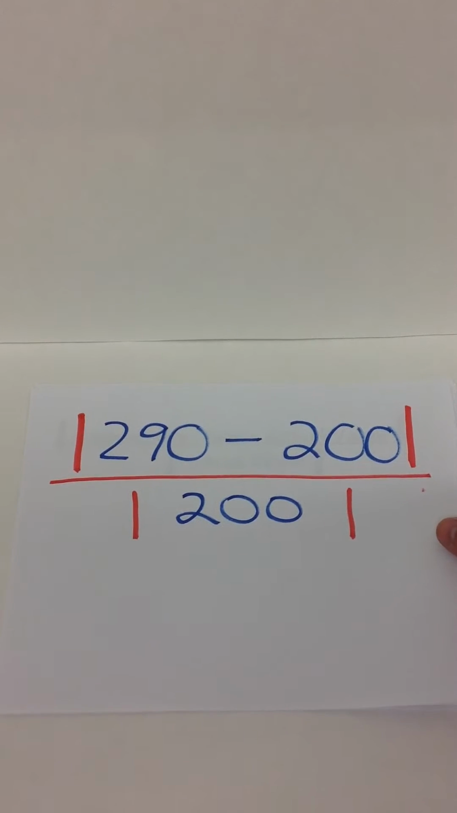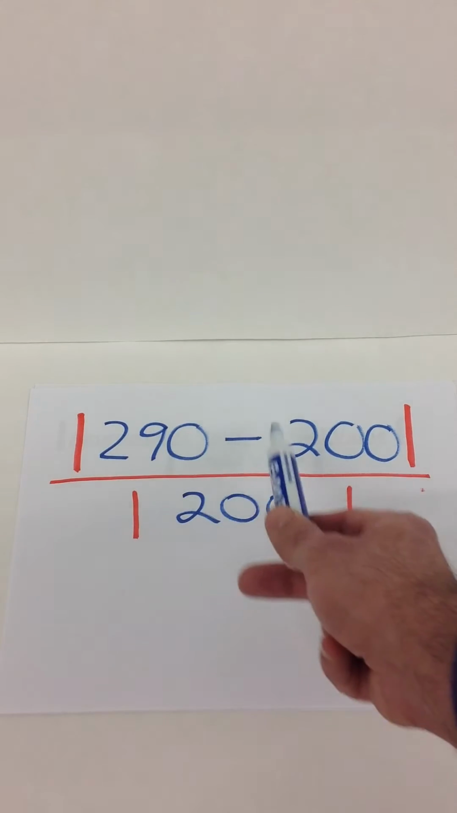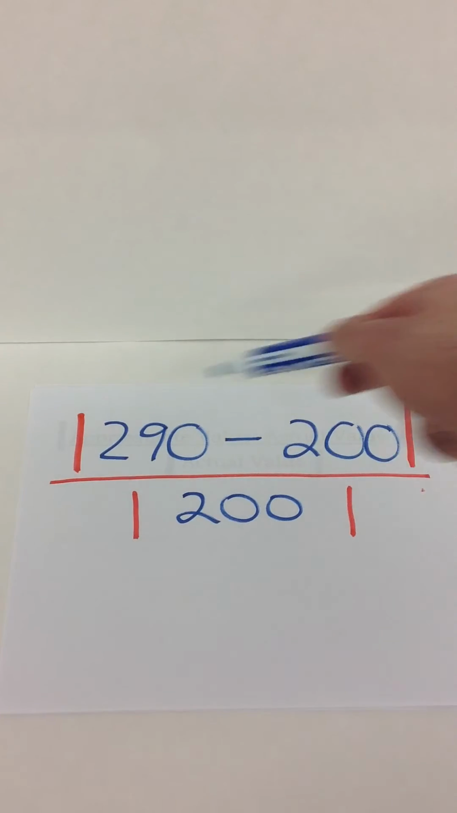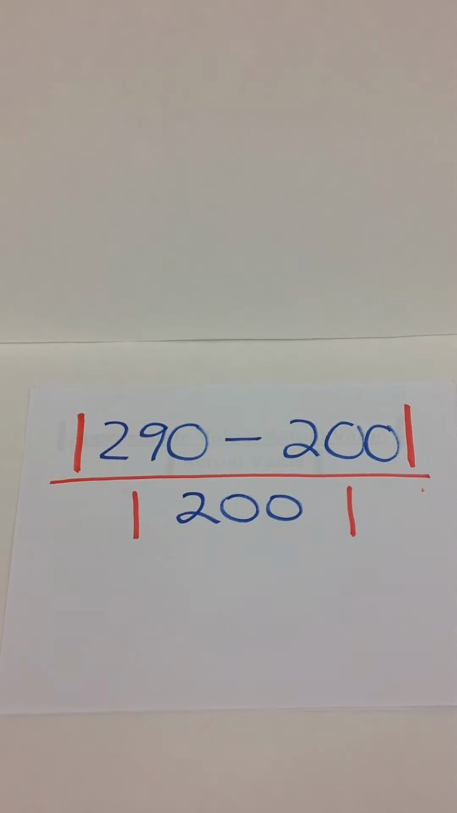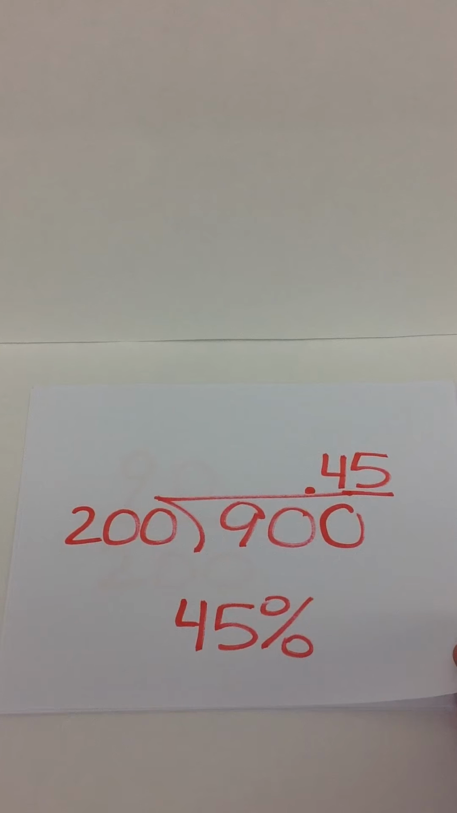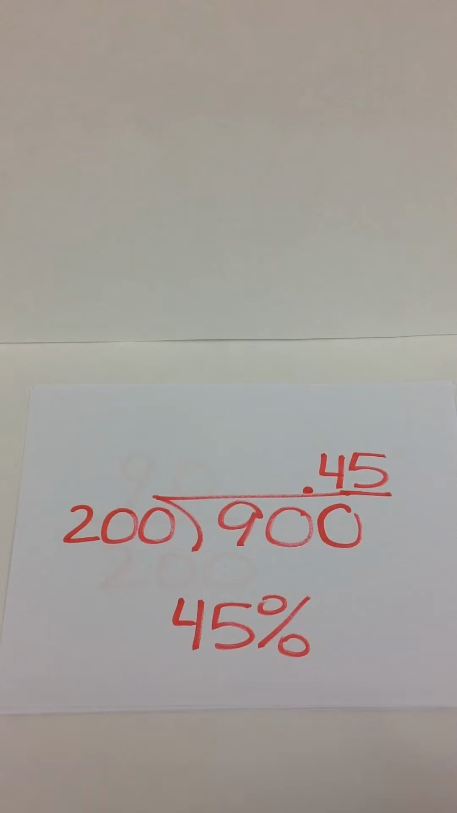So we're going to take the approximate value, what the report said, 290, minus 200, because that's the actual value, divided by 200. And again, these red lines are the absolute value symbols. So we get 90 over 200. The top number is always in the box. We put 90 in the box and divide, and we get 0.45. Remember with percents, we move the decimal twice to get the percent. So the error was 45%.